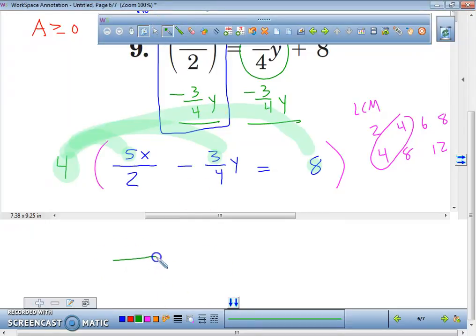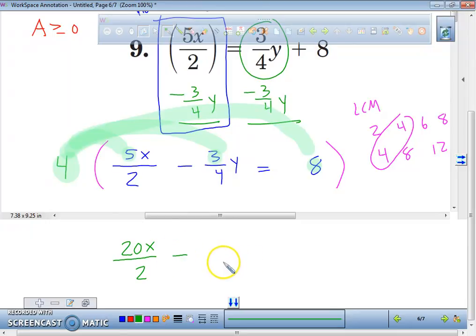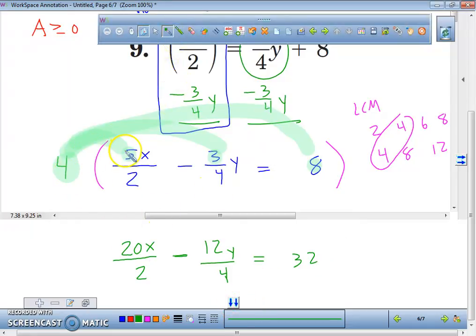In the numerator, right here, what did you get, Dylan? 20x, and I'm going to put that over a 2 because that's right there, minus. In the numerator, what did you get there, Angela? That's right, so minus a 12y over a 4 equals, and Jennifer, what did you get all the way over here? 32 is correct. All right, so excellent job. We distributed this 4 to the 5x, to the negative 3y, and to the 8.